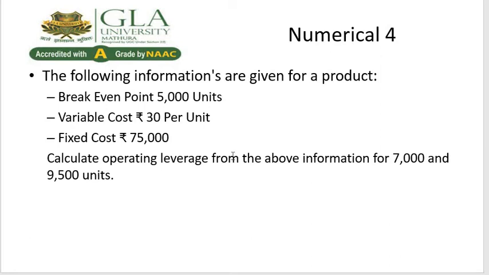In this numerical you see two things. One is the break even point, that is 5,000 units, and second, we have no information regarding the selling price. So firstly, with the help of the break even point, we find our selling price, and after that we calculate our operating leverage for 7,000 units and 9,500 units. Let's start.